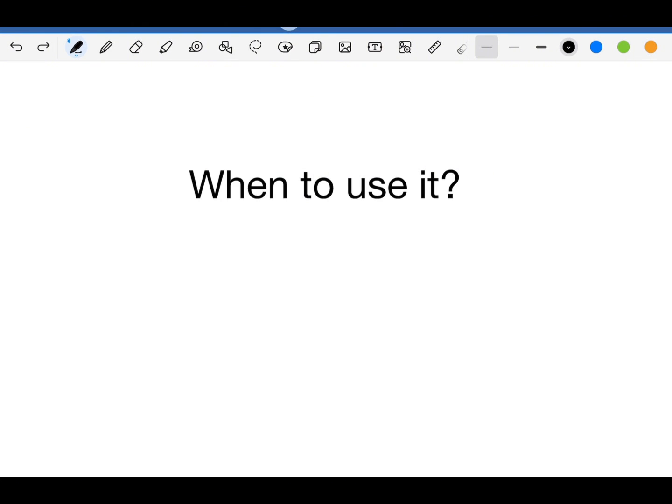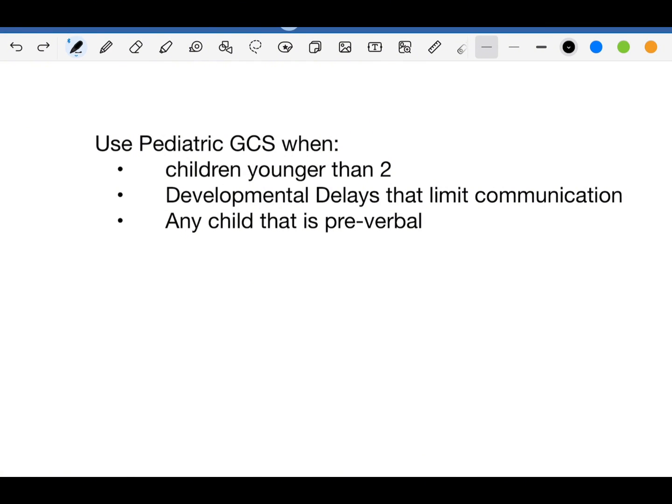So the important thing you're going to ask yourself is, when do we want to use the Pediatric GCS versus the adult one? Because you might be wondering, is it for someone under the age of 18, under 12, like what's the specific cutoff? But we'll go ahead and discuss that. So here are the times that you will want to use the Pediatric GCS instead of the adult GCS. And actually, it's not too difficult, all right? So you want to think a child younger than 2, a kiddo that has a developmental delay that limits communication, or any child that is pre-verbal.